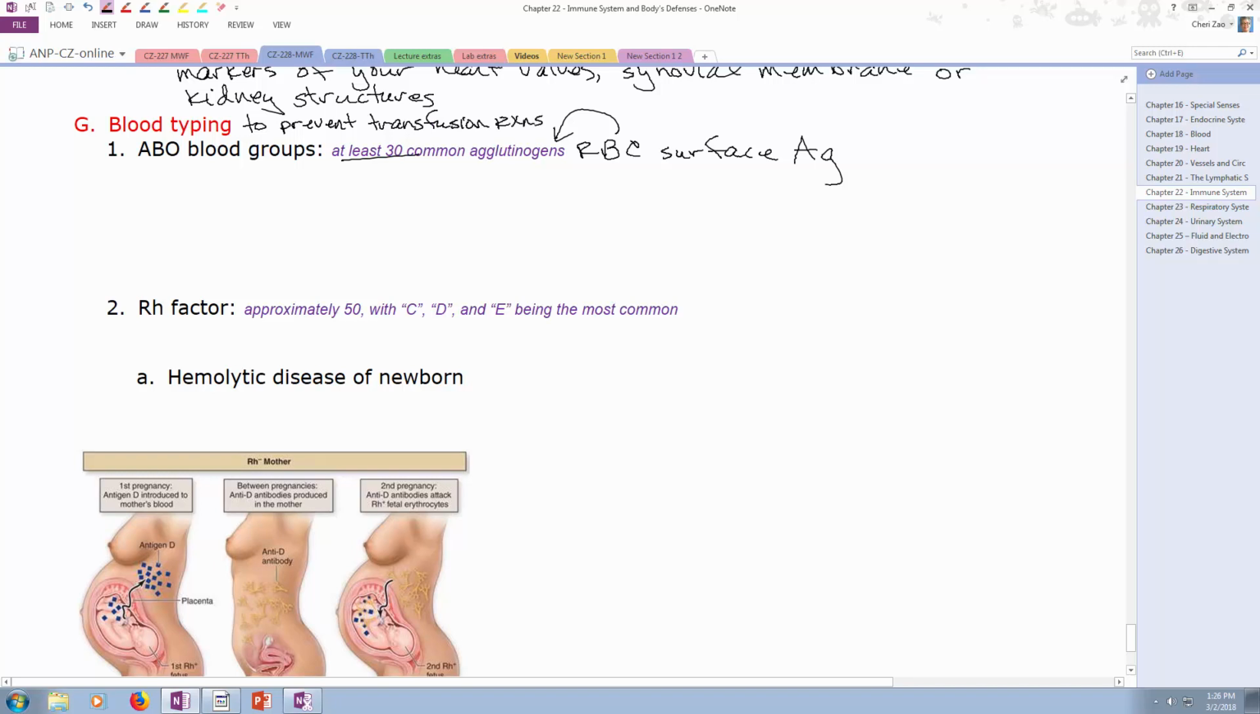And so we'll check for the ABO blood groups and these other agglutinogens, as well as Rh factor, which is another agglutinogen. So we know red blood cells contain, for the ABO blood groups, either A agglutinogen or B agglutinogens, or both or neither.